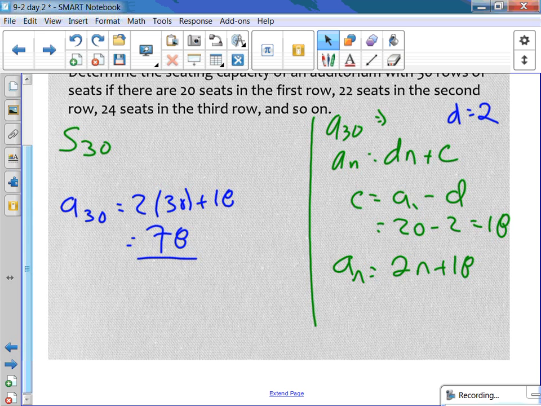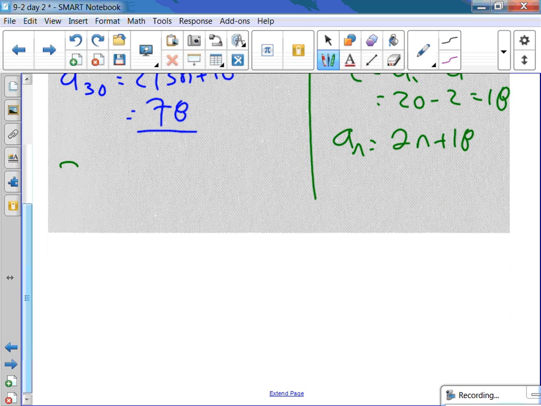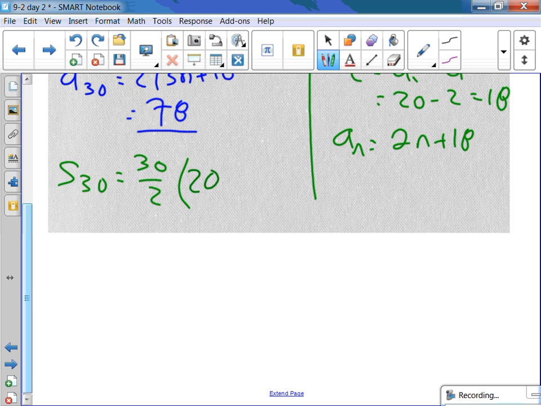So now we can go ahead and do our S30 sum. Again, my n over 2 times the first term. A1 was what? 20. And the 30th term, right? We just determined 78. Giving us 15 times 98.